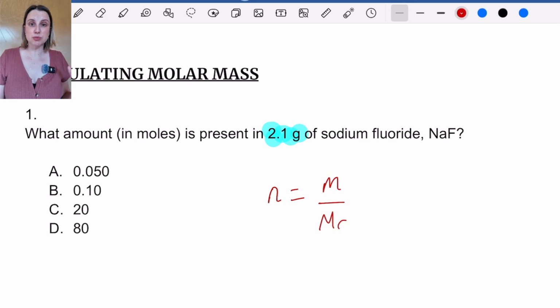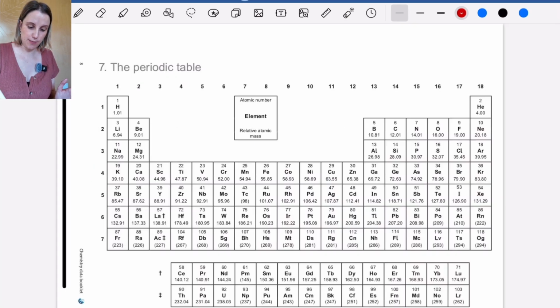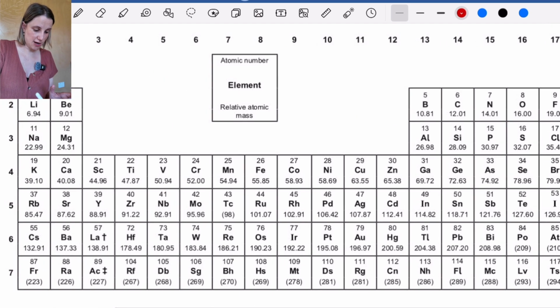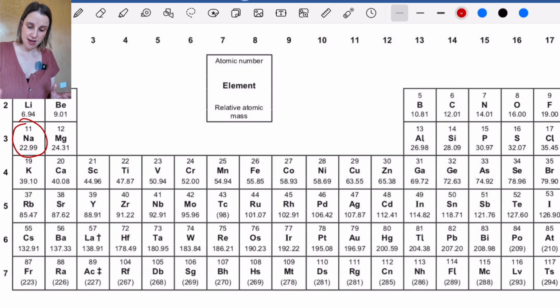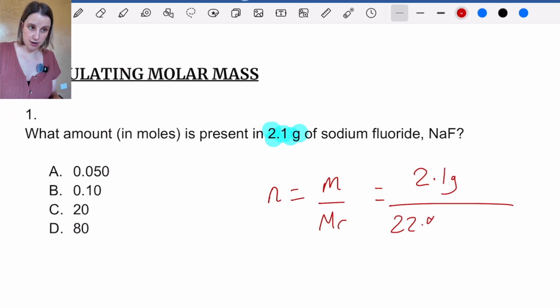Now remember, in your multiple choice, you're actually not going to have access to the data booklet. So this equation you still need to know, and you should be fairly familiar with by now. Here the mass they've given to you is 2.1 grams. Then we can work out the formula mass just by using our periodic table and looking for what we've got: sodium, which is 22.99, and fluorine, which is 19. If we add those two together, we get 22.99 plus 19.00.